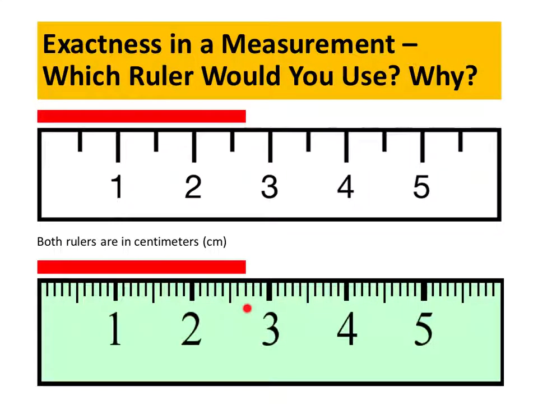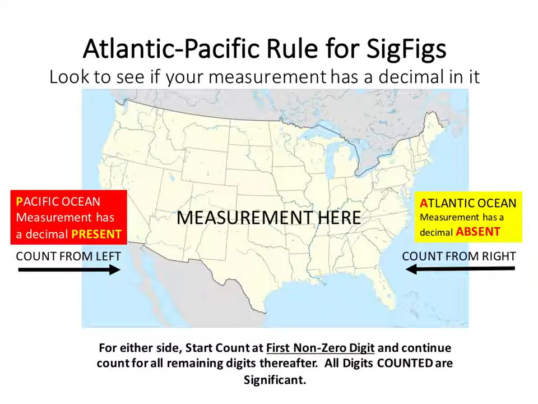It looks like it's just at 2.7, but I'm not quite sure if it's 2.68, 2.69, or 2.71. But I do know it's more than 2.6, and therefore I have a little bit more exactness in this measurement than I do in this one. We use a very simple rule called the Atlantic-Pacific rule to determine the number of significant figures.